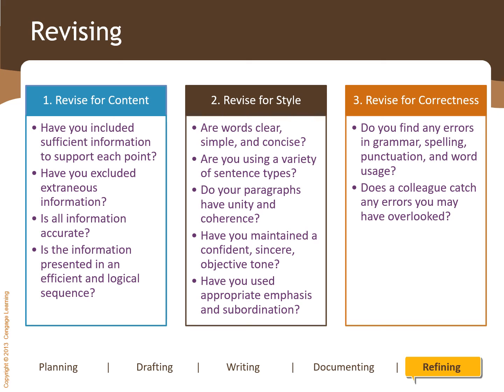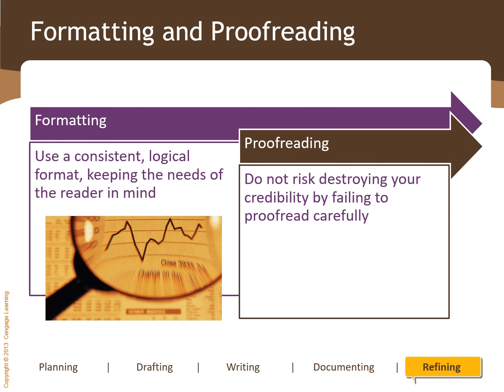And then, does a colleague catch any errors you may have overlooked? So this is when you give this report to another person with a set of fresh eyes, so that they can take a look at it and tell you if there's something that they don't like, and see if this is something that you need to improve. And finally, formatting and proofreading. This is done in the final stage of refining.